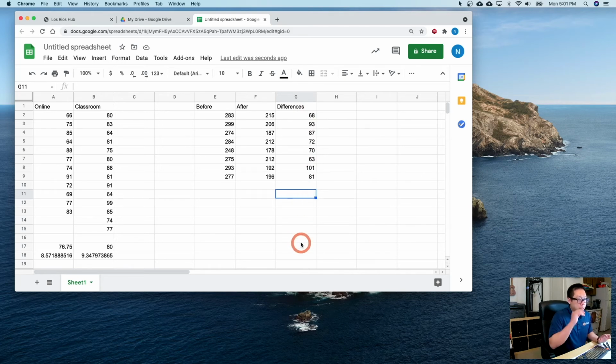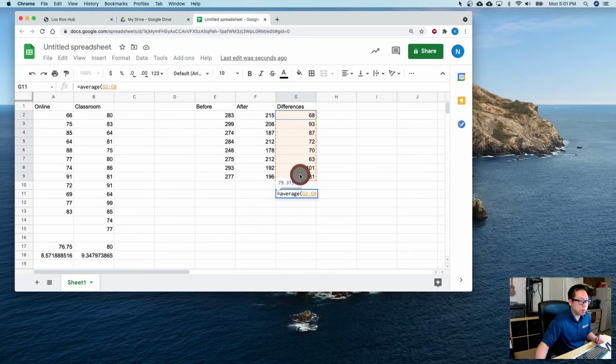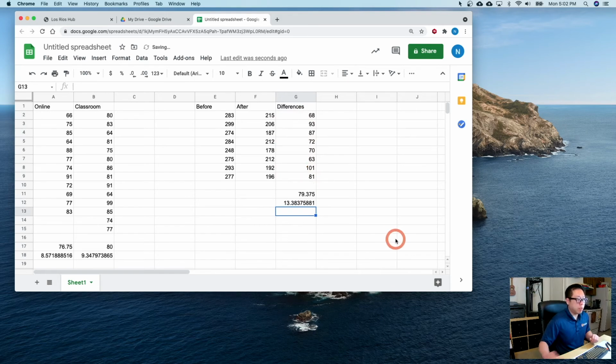All right, so because it's matched, we're just going to work with the one differences column. So that's why it's one mean. We're going to find the mean and standard deviation for just the differences. To find the mean, equals AVERAGE, parentheses, and then highlight the differences. And to find the standard deviation, equals STDEV, parentheses, and then highlight the differences. And that's the mean and standard deviation that we'll use.